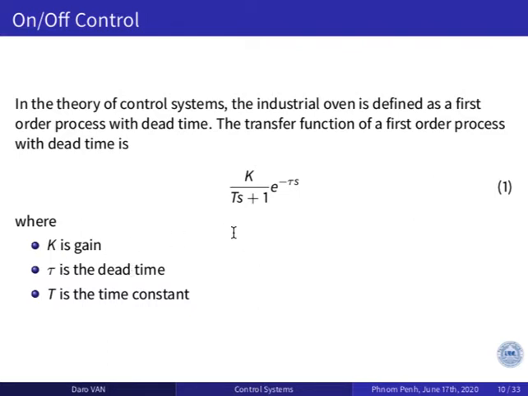And in control theory, the industrial oven is defined by a first order process with dead time, given like this. This is the dead time and this is the capacitance.